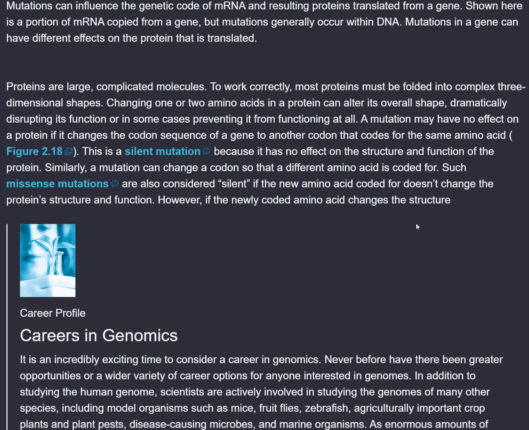Mutations can influence the genetic code of mRNA and resulting proteins translated from a gene. Shown here is a portion of mRNA copied from a gene, but mutations generally occur within DNA. Mutations in a gene can have different effects on the protein that is translated.